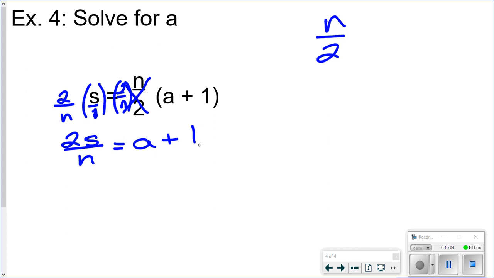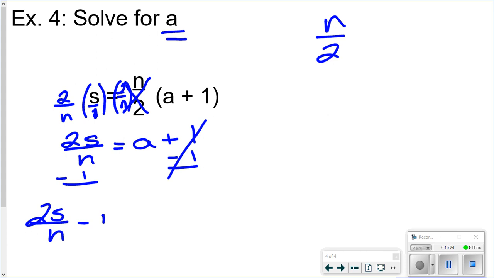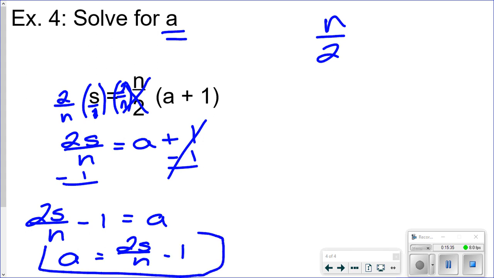So how do I get rid of the plus 1? Because I'm solving for A, right? How do I get rid of that? Subtract it, right? Minus 1, minus 1. Over here I have 2s over n minus 1. So all I do is write 2s over n minus 1 equals A. Flip that around. And that would be your answer.